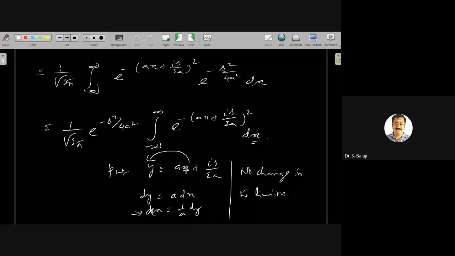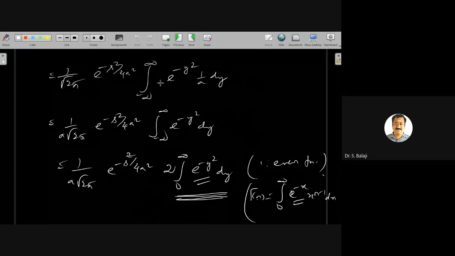When x is minus infinity, y is also minus infinity, and when x is infinity, y is also infinity. No change in the limits. Therefore, now substitute here. This will be e power minus y square, and dx becomes 1 by a dy.